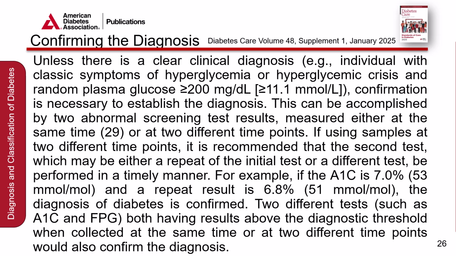For example, if the glycated hemoglobin is 7%, 53 millimoles per mole, and a repeat result is 6.8%, 51 millimoles per mole, the diagnosis of diabetes is confirmed. Two different tests, such as glycated hemoglobin and fasting plasma glucose, both having results above the diagnostic threshold when collected at the same time or at two different time points, would also confirm the diagnosis.